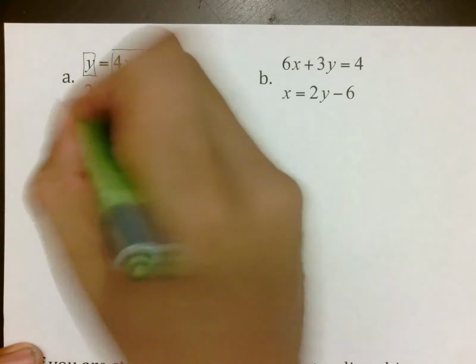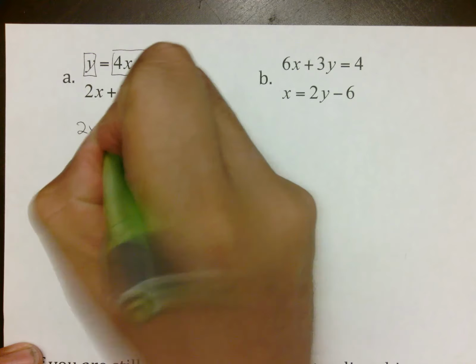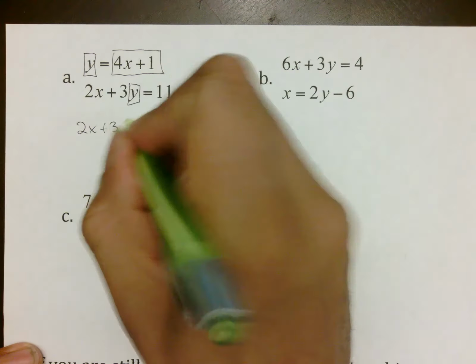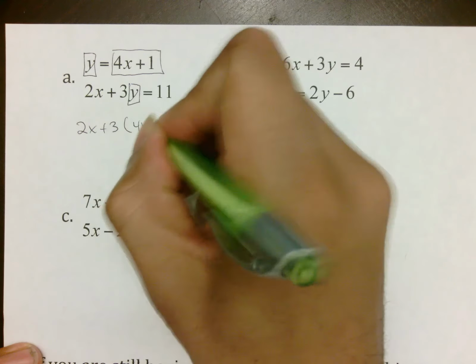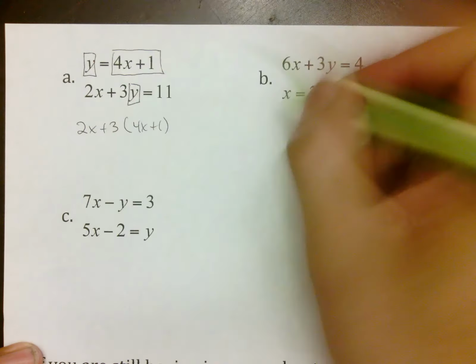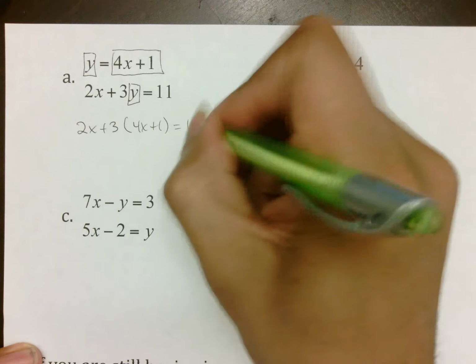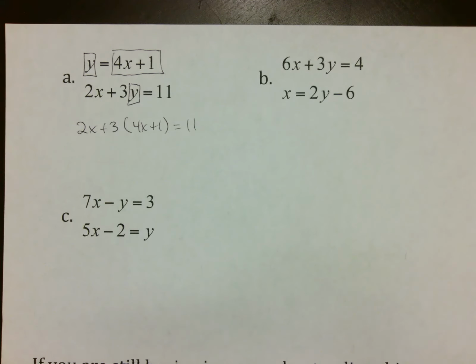Alright, so what I'm going to do is write everything in front of the box, which is 2x plus 3. I'm going to open up parentheses and put 4x plus 1 in place of the y, and then write everything behind it, which is equals 11. That's all I'm going to do for right now. That is the box and switch method.